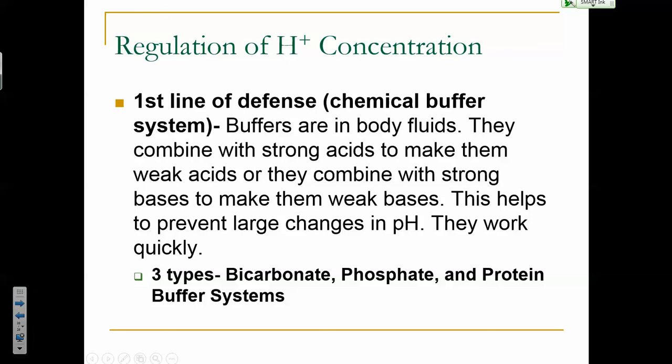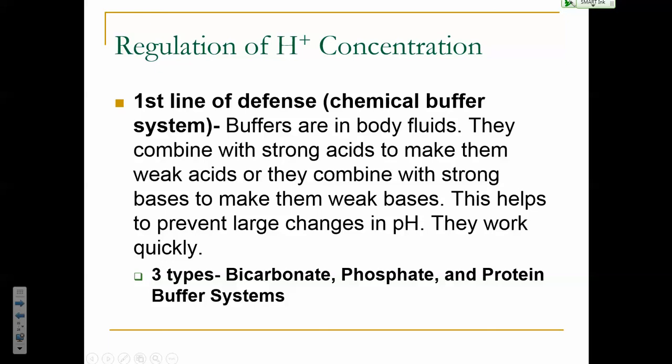So how do we prevent these changes? That's this last part of the chapter. We're going to look at these buffer systems. You've got a chemical buffer. That's the one that works very quickly. Doesn't have as long-term of effect as the second one, but it's really good. And this is the first way your body prevents a big change in pH.